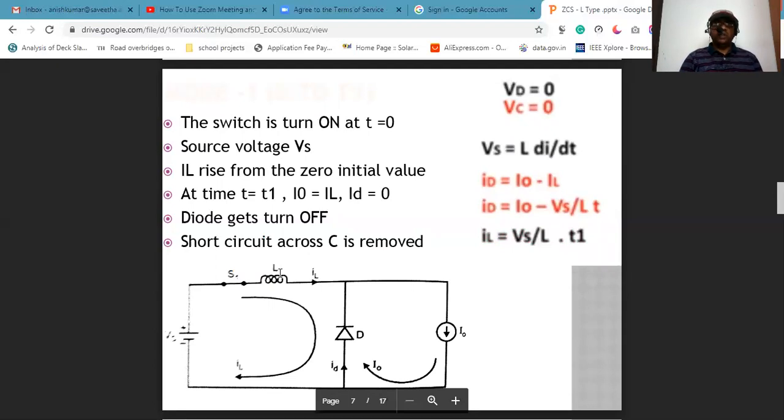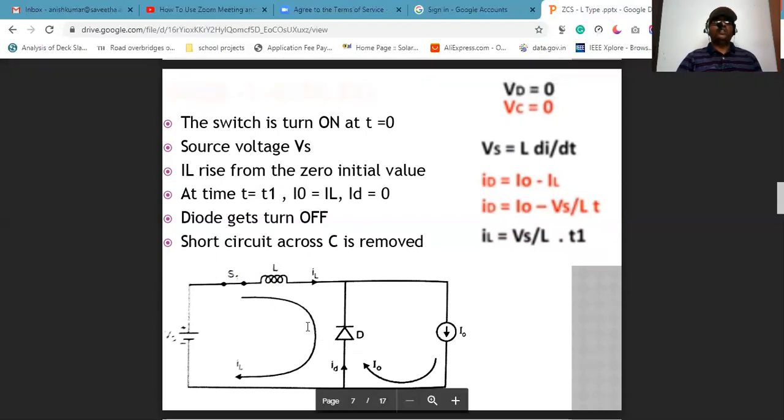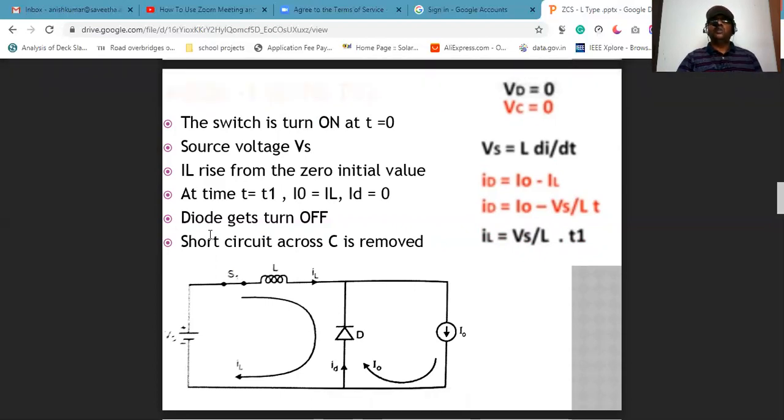First we can see mode 0. This is the diagram for mode 0. In mode 0, the time runs from 0 to T1. Mode 2, T1 to T2. Mode 3, T2 to T3. Mode 4, T3 to T4. Mode 5 is T4 to T5. These are the 5 modes and this is the time period.